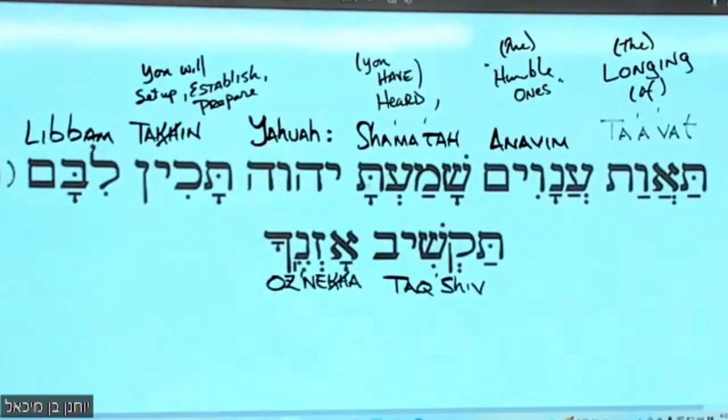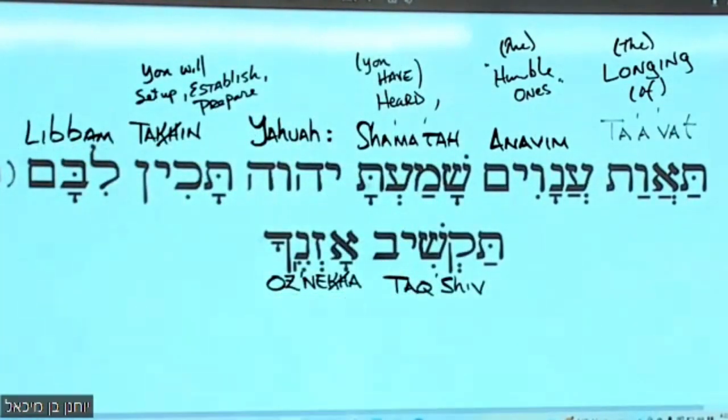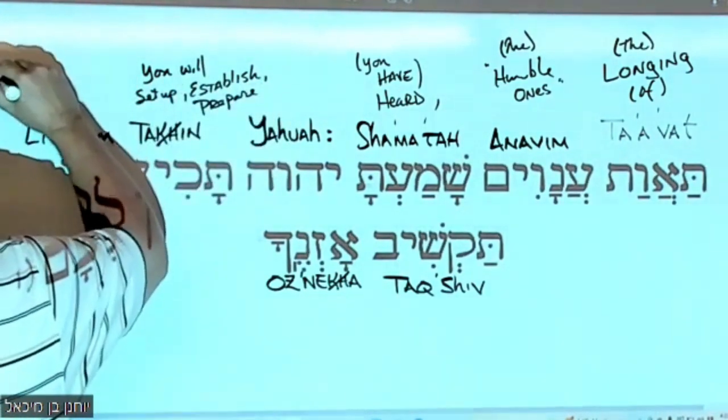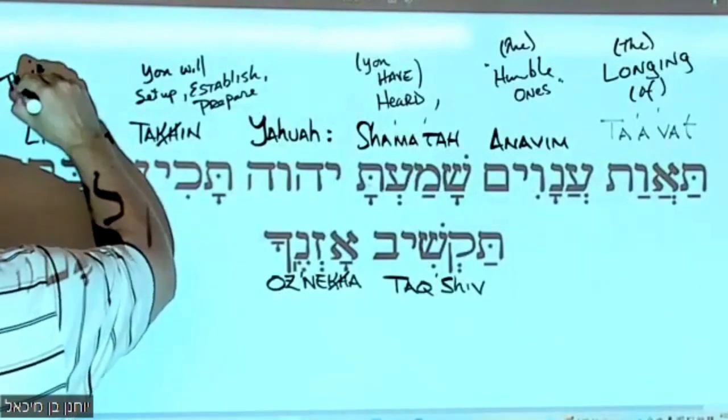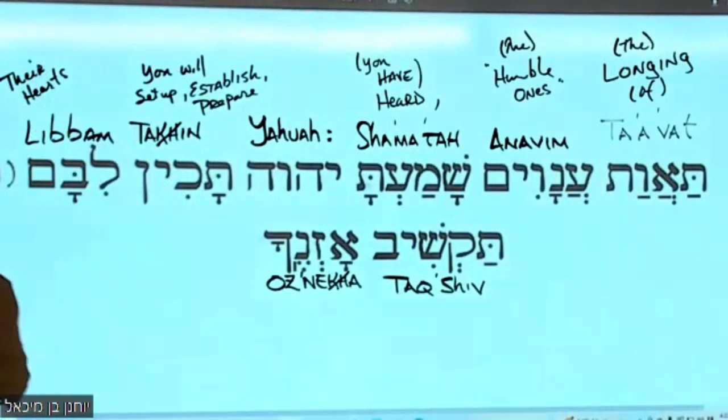Their hearts, because the people are who? The anavim, the humble ones, okay? So what he's saying is, well, the again, is people, but who are the people we're talking about? These ones here, right? So you will prepare their hearts, because we know that the word lavav, right, or the shortened form lev, means heart, all right? So you will set up, or you will prepare, you will establish their hearts.